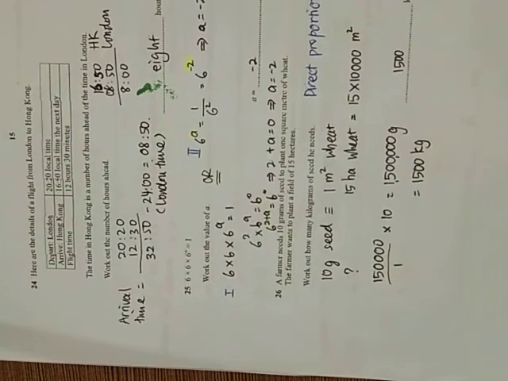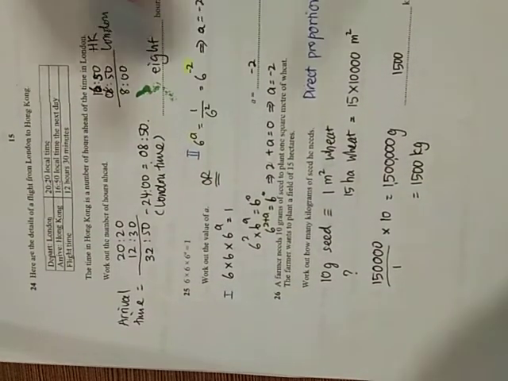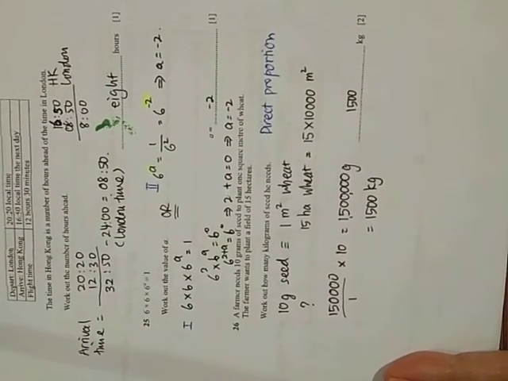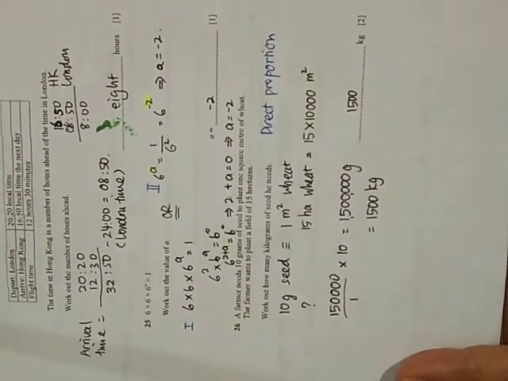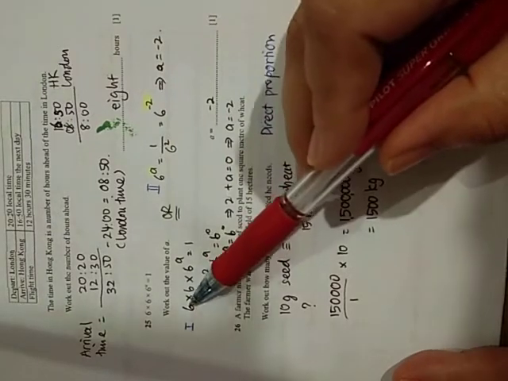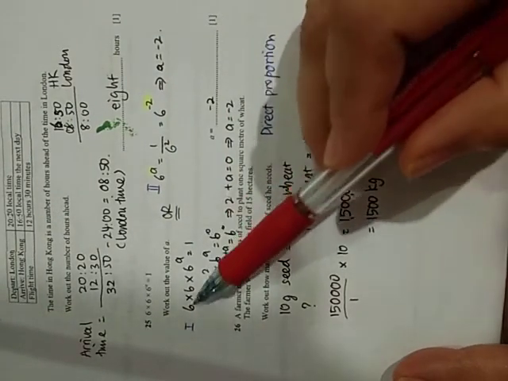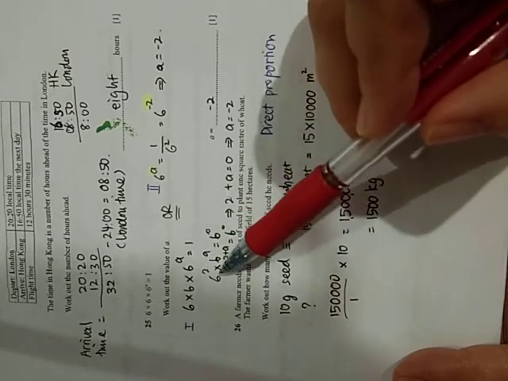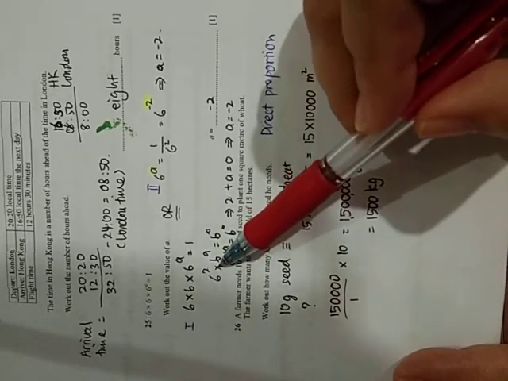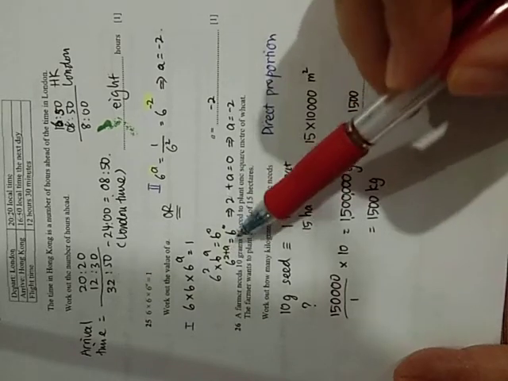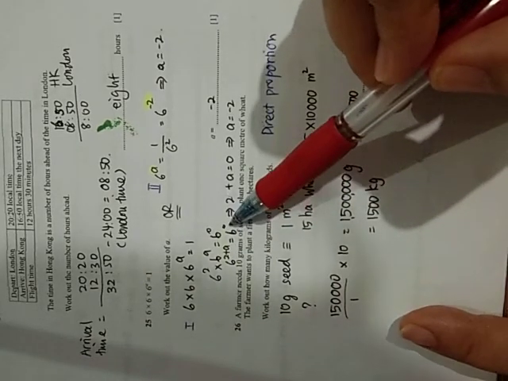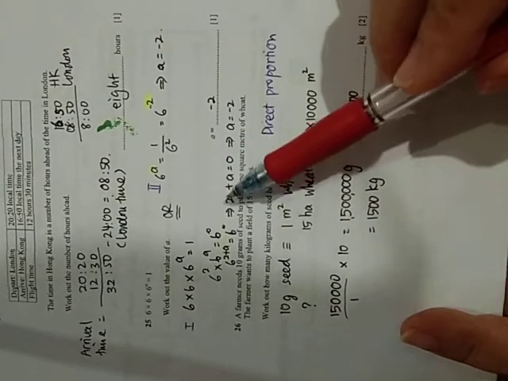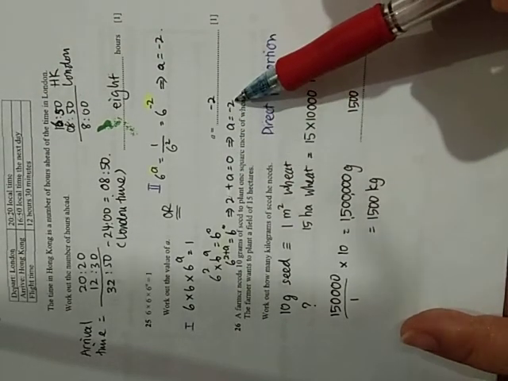Now, question 25. There are two ways of doing this, so you can choose which way you're more comfortable with. I shall go with the first way. You know that this is 6 squared, and when this is multiplication, the powers add up. So 2 plus a gives you 0. Anything to the power of 0 is 1. So that gives us a equals negative 2.